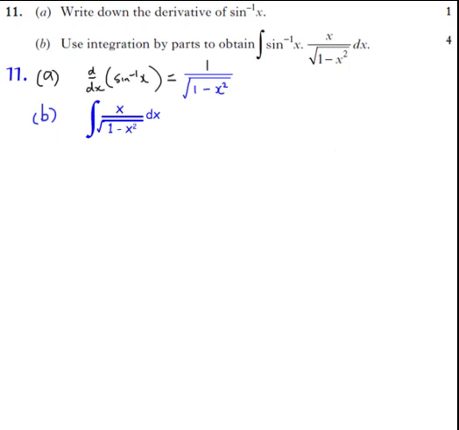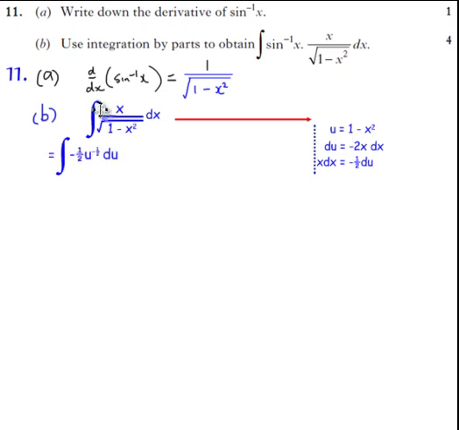Now first of all, we need to find the integral of x over the square root of 1 minus x squared. We can do this if we put the substitution u is equal to 1 minus x squared, because du will then be negative 2x dx. And that means that x dx will be negative a half du.